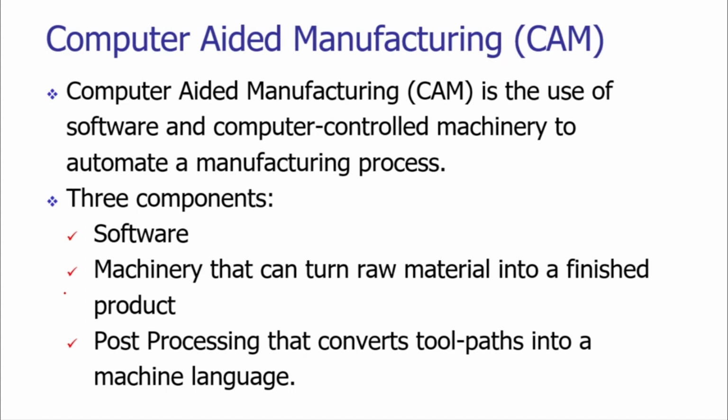So basically CAM is computer aided manufacturing. It has the software, it has the machinery, and the post processing, which converts the tool paths into the machine language.